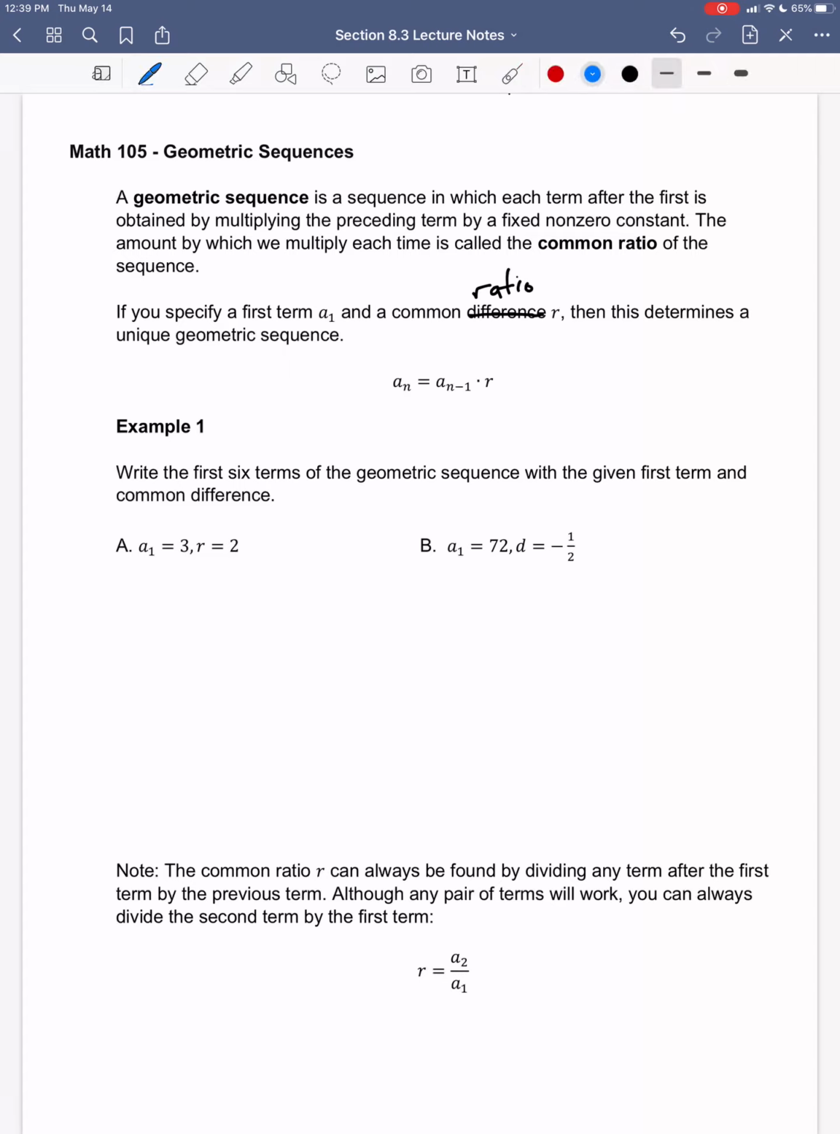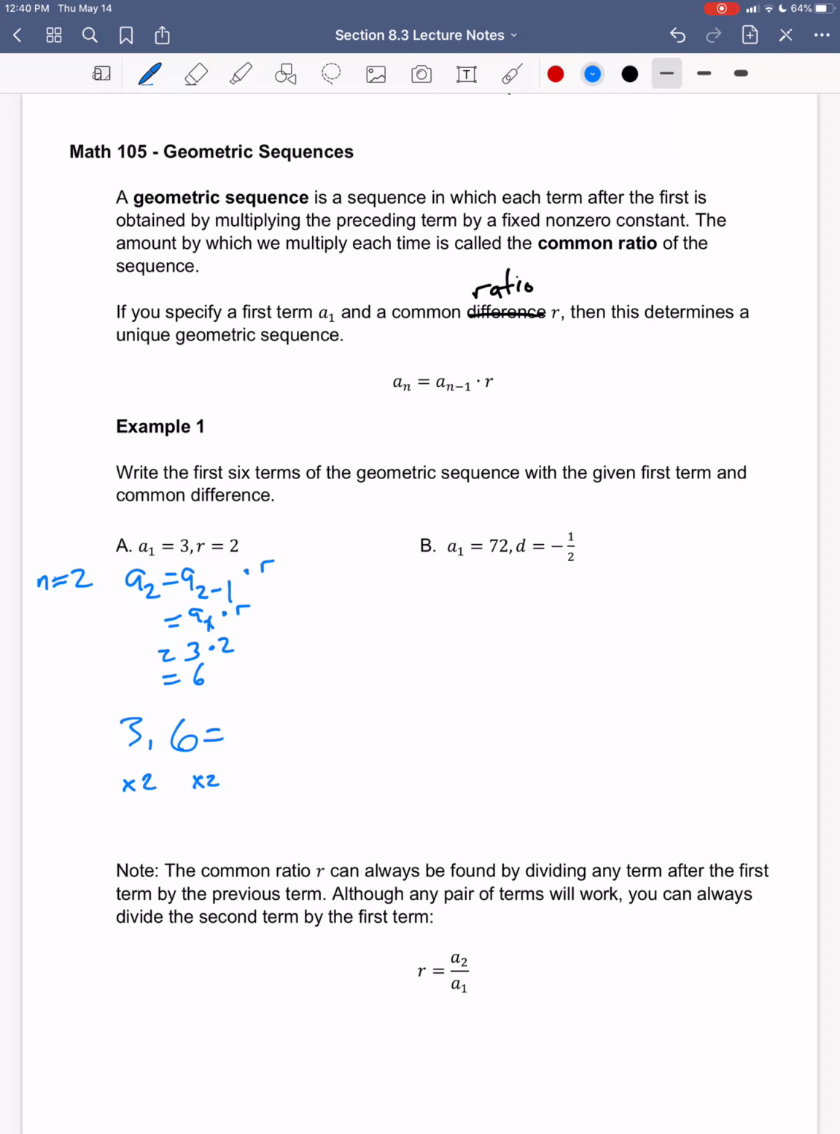So, example 1 here: write the first 6 terms of the geometric sequence with the given first term and the common ratio. So a sub 1 is 3, we've got r is 2. If I let n equal 2, we get a sub 2 is a sub 2 minus 1 times r. So that would be a sub 1 times r. So that would be 3 times 2, or 6. So my first term was 3, my second term is 6, and of course to get there I just multiplied by 2. So I just multiply by 2 again.